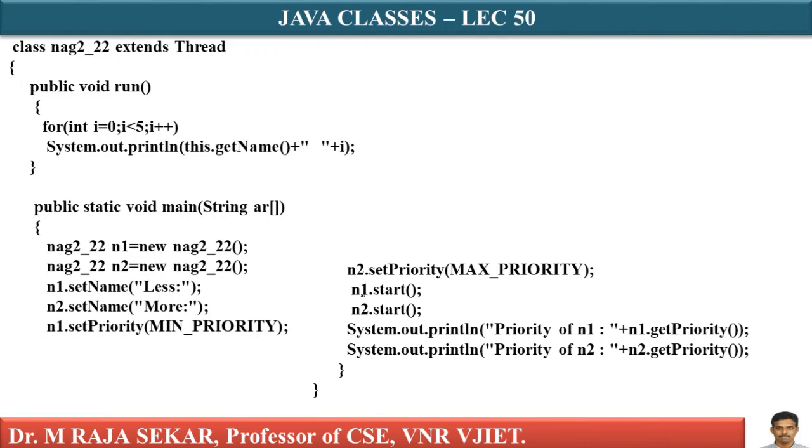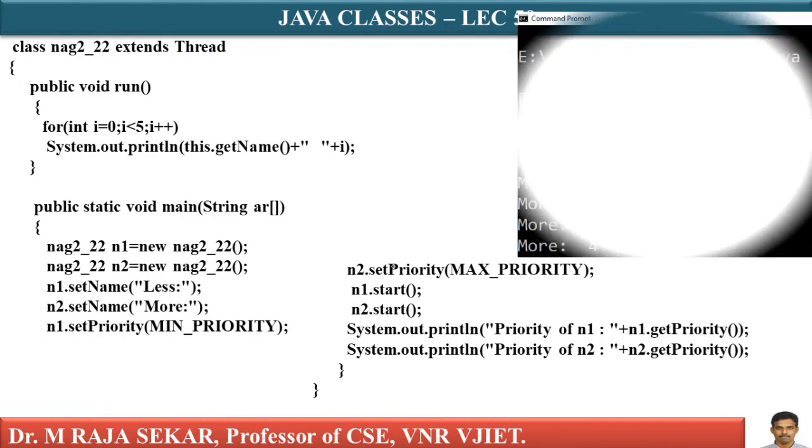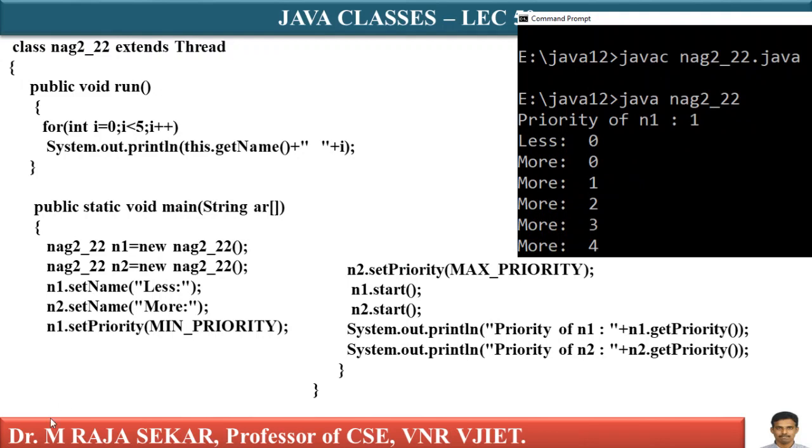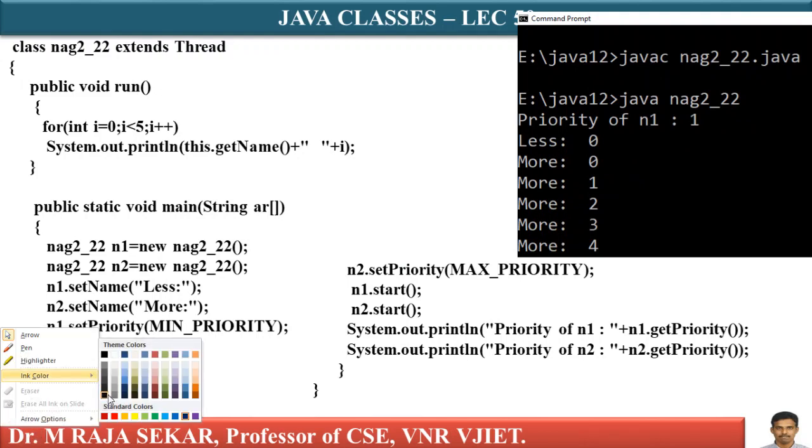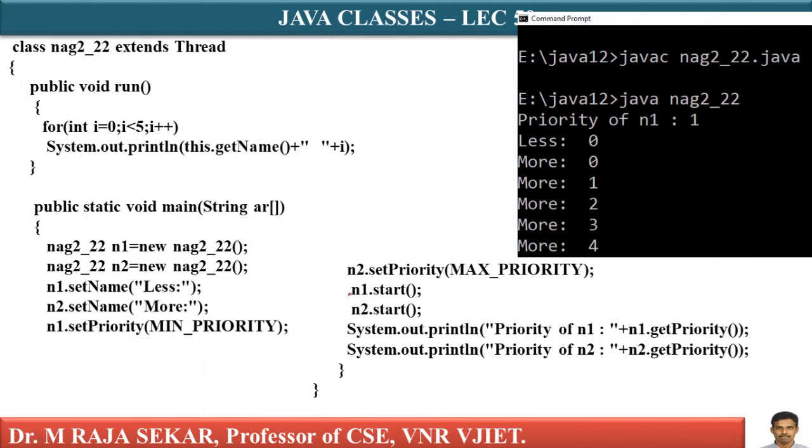Now, after creating the thread, what do I have to do? Just let me show the output once. What happens here? N1.start. N1.start means where will it go? It will go to its start. N1.start means it will go to the run method.